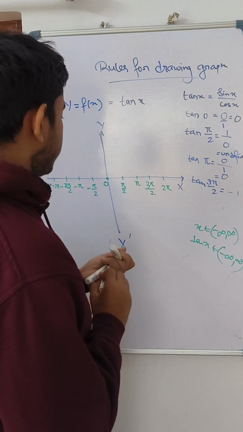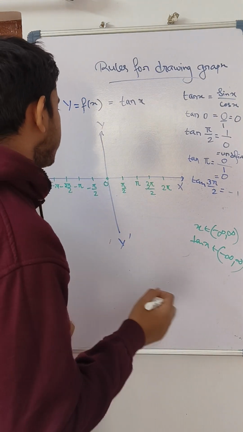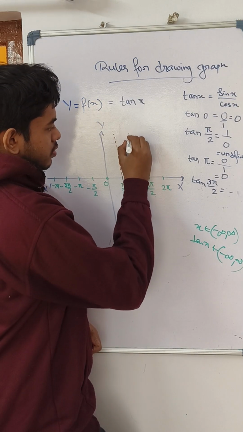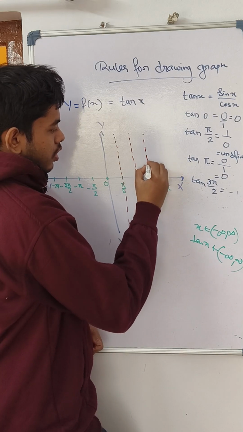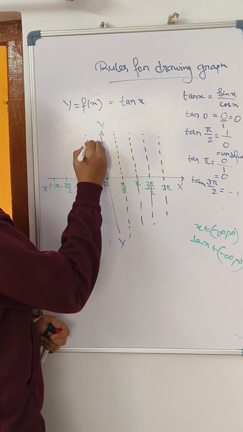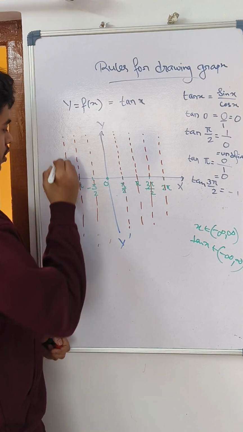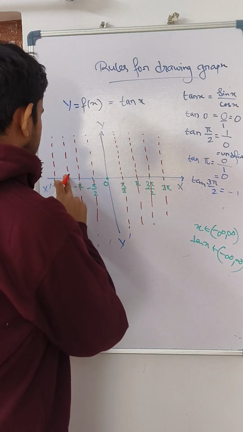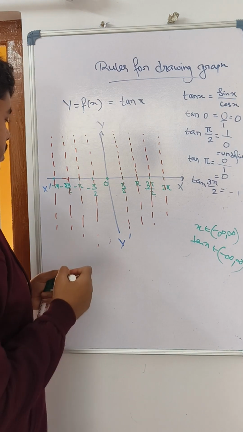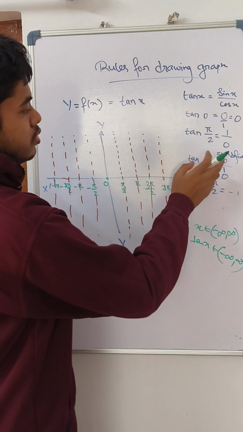So now, for this type of recurring graphs you should make sections like this type. This type of columns you should know. Then it will be easier to draw the curve. Okay. Now, tan 0 is 0. Tan pi by 2 is undefined.